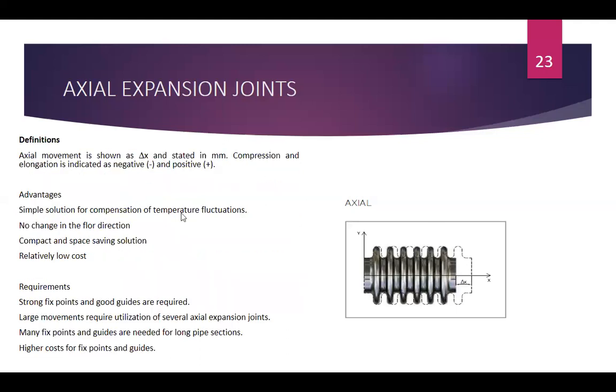So definitions, axial movement is shown as delta x and stated in millimeters or in inches kung English. Compression and elongation are indicated as negative and positive. Advantages, simple solution for compensation of temperature fluctuation. No change in flow yan, flow.